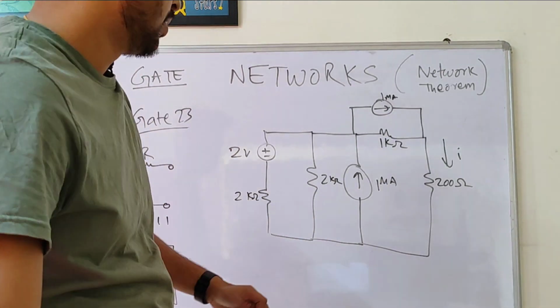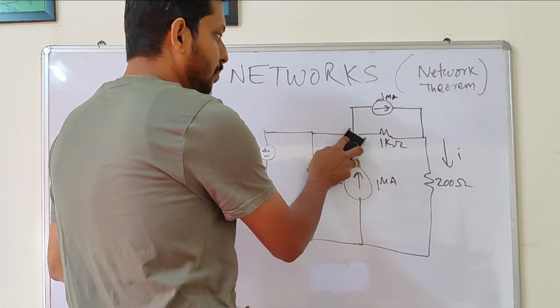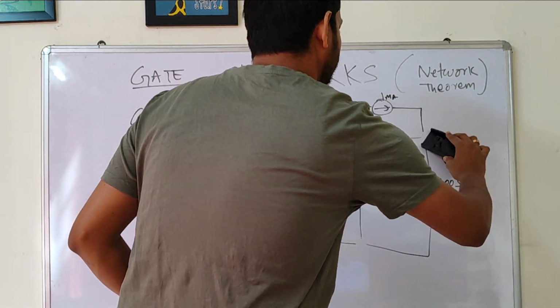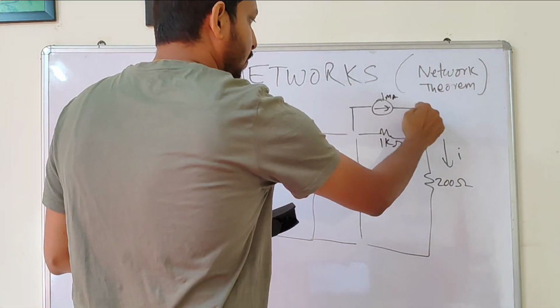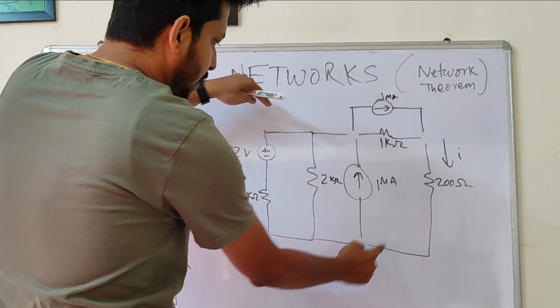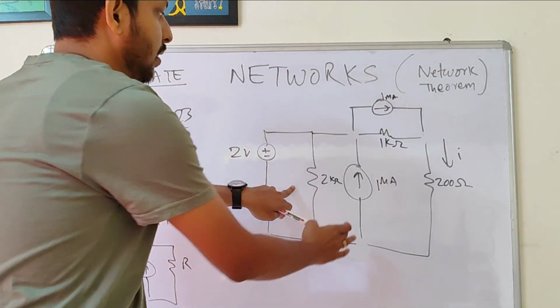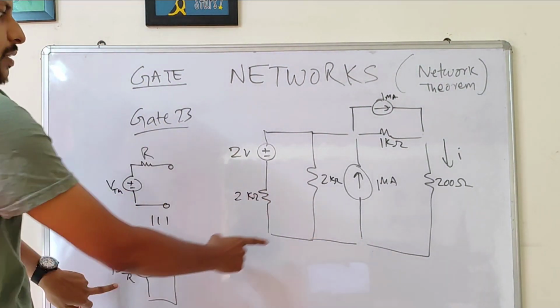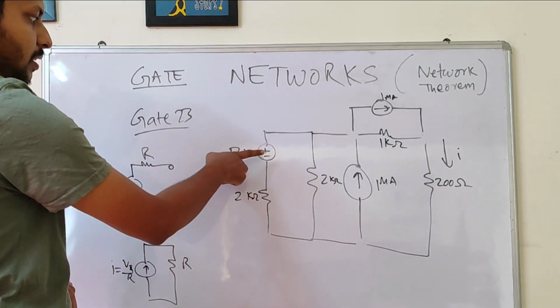So first of all, let's solve this circuit part-wise. Let's disconnect this part and solve it separately. This part we can solve separately, and this part we will solve separately. So when a current source is in parallel to this, this is not an equivalent, so we can convert, and this is the Thevenin equivalent.